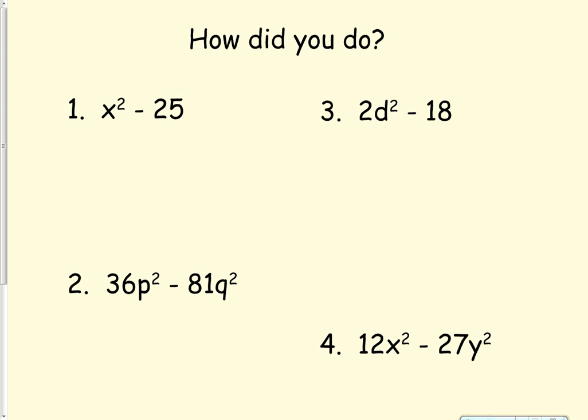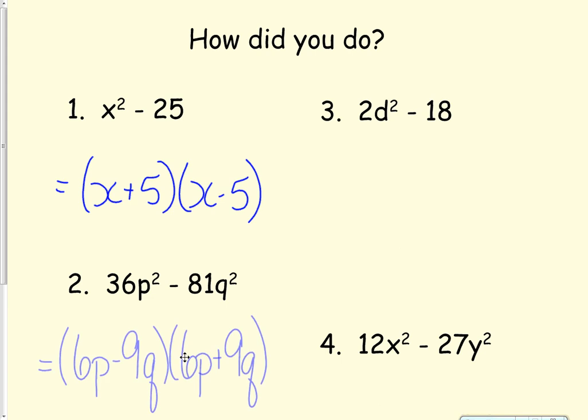In the first one, we have x squared minus 25, and the root of x squared is x, the root of 25 is 5, so our answer will be brackets x plus 5, brackets x minus 5. Number 2, we have 36p squared minus 81q squared. The root of 36 is 6, and the root of 81 is 9. So when we put them into brackets, we'll have a 6p minus 9q bracket, and then 6p plus 9q in brackets.